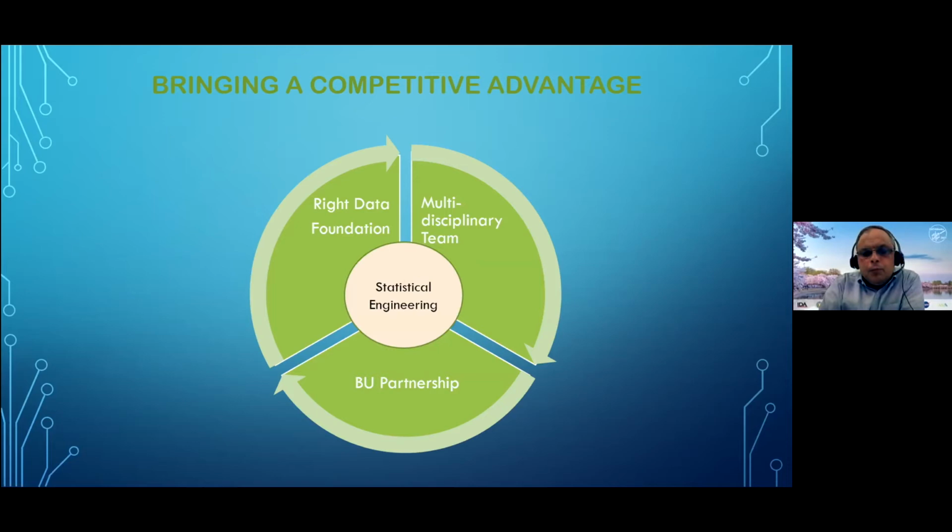This program provides a competitive advantage to us. Key components of it is having the right data foundation, a multidisciplinary team that I'll talk about in a minute here, and also strong relationship between the business unit and the corporate function there, where the statistical group is located. And what it ties together, really, those three major components is the statistical engineering and its framework.